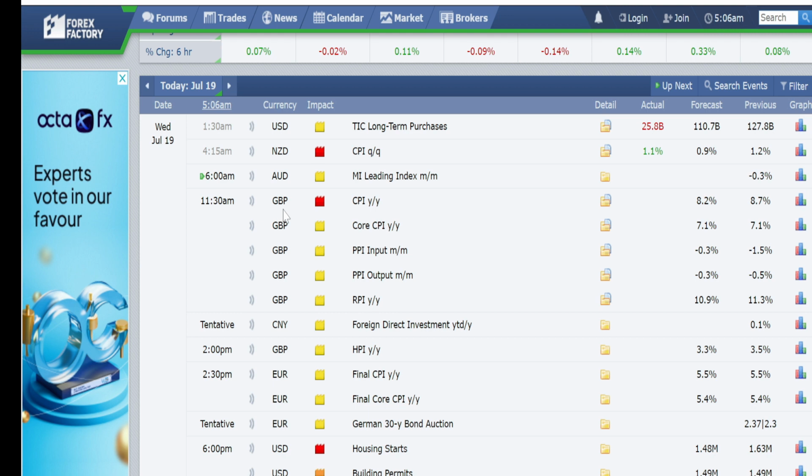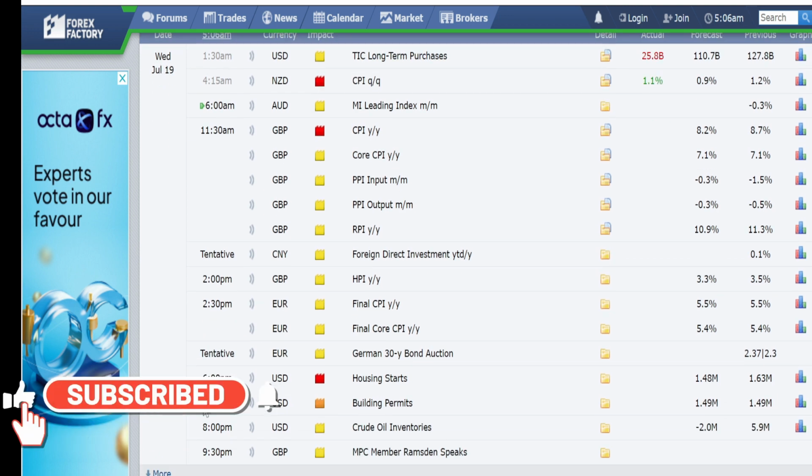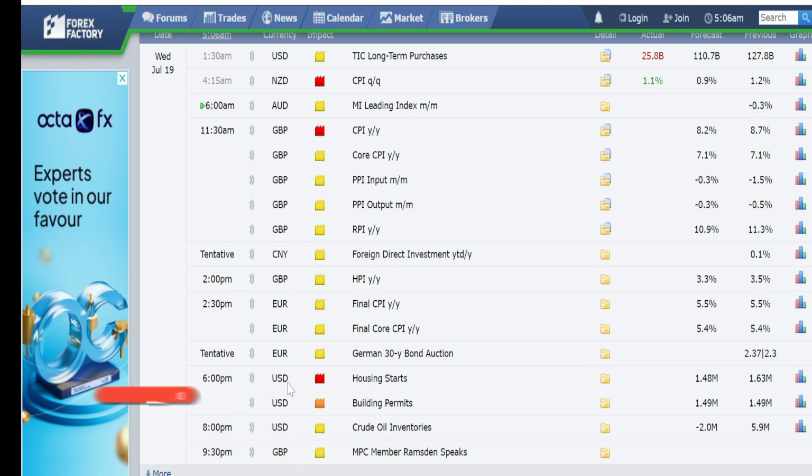At 11:30 AM, we have high impact news planned for British pound related currency pairs, and at 6 PM we have high impacting and medium impacting news for US dollar related currency pairs. Let us proceed with our gold analysis.